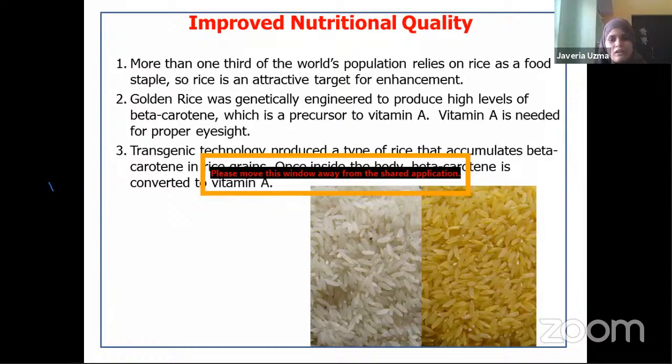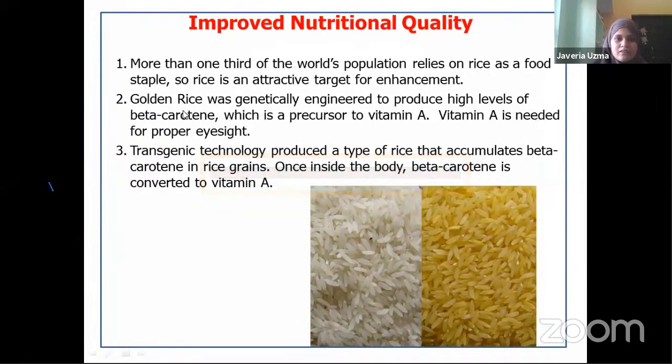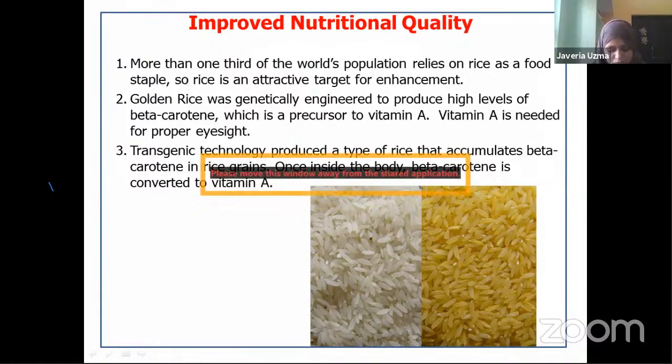When it is taken in large quantities, a larger number of nutrients will be supplied to the human body. So in this case, rice was used to improve the nutritional quality, and the transgenic rice which was produced is known as golden rice. This golden rice was genetically engineered to produce high levels of beta carotene, which is a precursor to vitamin A. Vitamin A is required for very many important functions in our body. Eyesight can be improved if you have more vitamin A. Low eyesight in individuals is due to deficiency of vitamin A. So for proper eyesight, you need vitamin A.